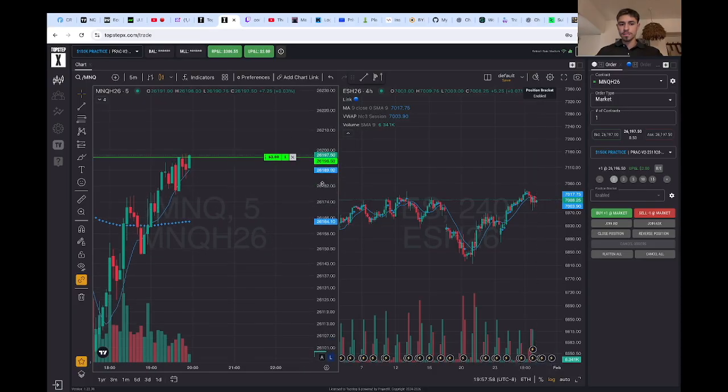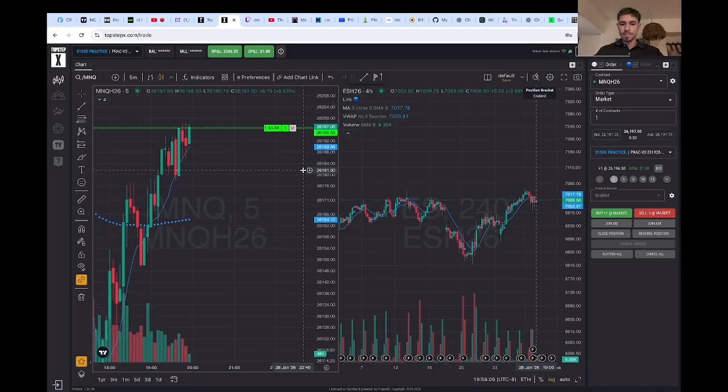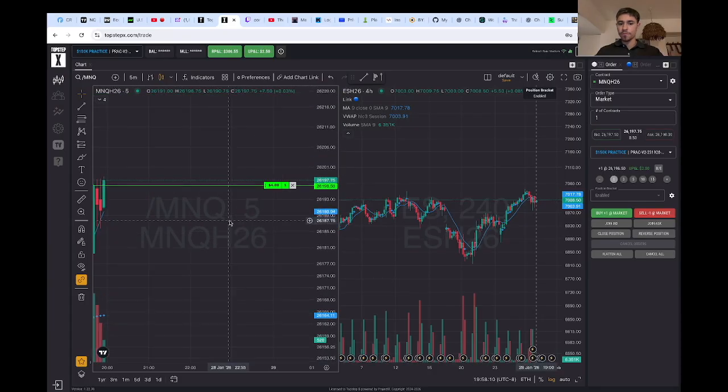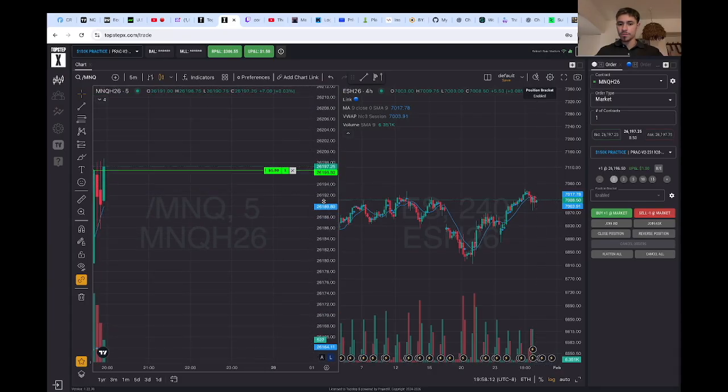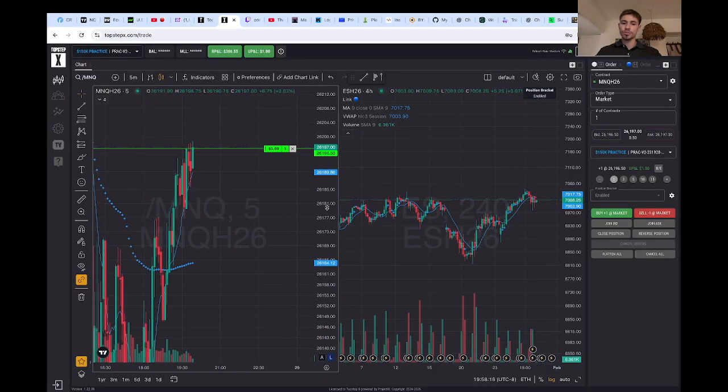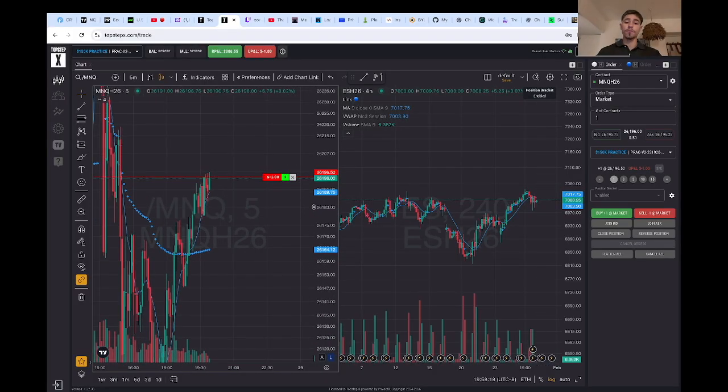So as you guys could see, I am in one micro, meaning I am risking $2 per point. Not a lot, right? And you guys can see I entered at 26,196.50. Wherever that green line is right here, that's where I entered. 26,196.50. That's your entry price. So you can do math off of that.